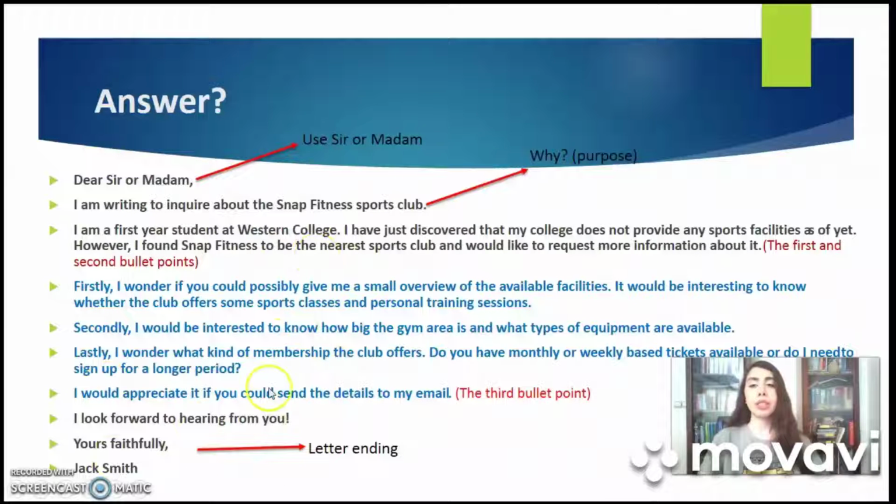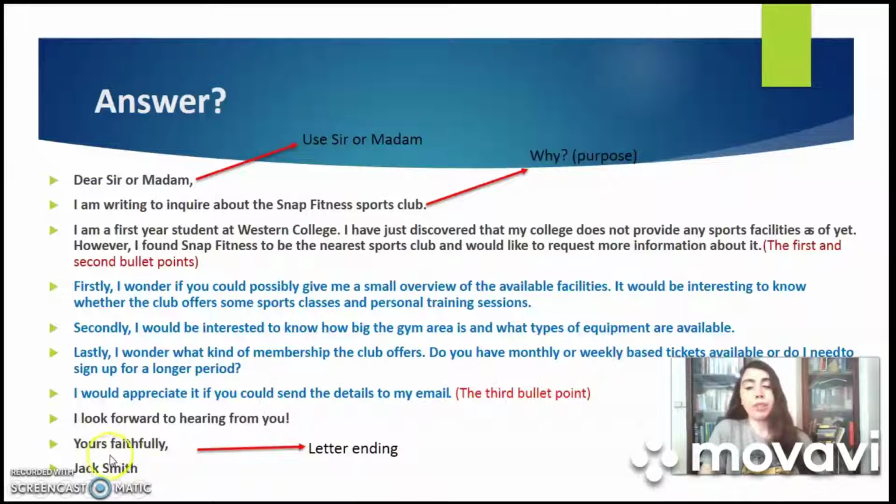Then here there is a sample of a formal letter. When you want to start a formal letter, you should start it with "Sir or Madam" because you simply do not know the name of the person. Then at the beginning of your letter, you need to write why you're writing, the purpose of your letter, like "I'm writing to inquire about the Snap Fitness Sports Club." After that, you should cover all the bullet points as you can see in the body of my letter. And finally, you need to know how to close the letter properly.